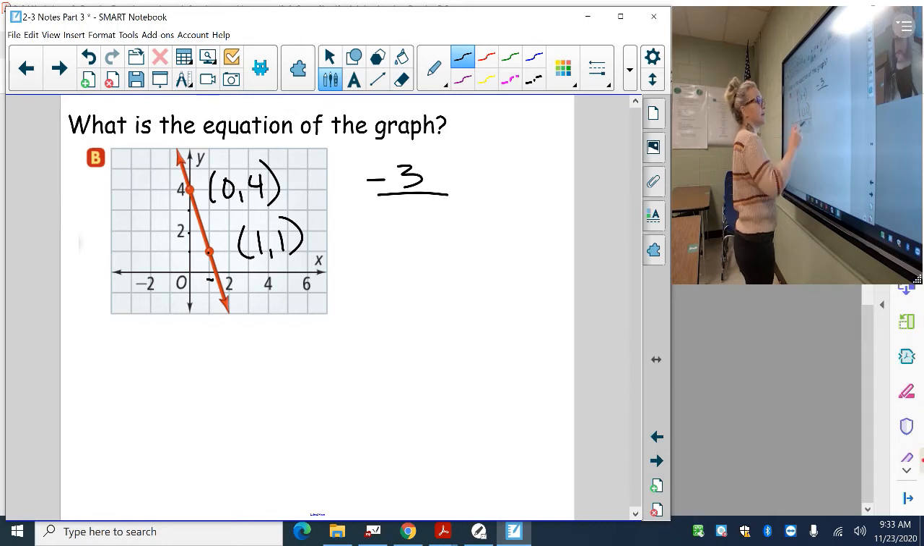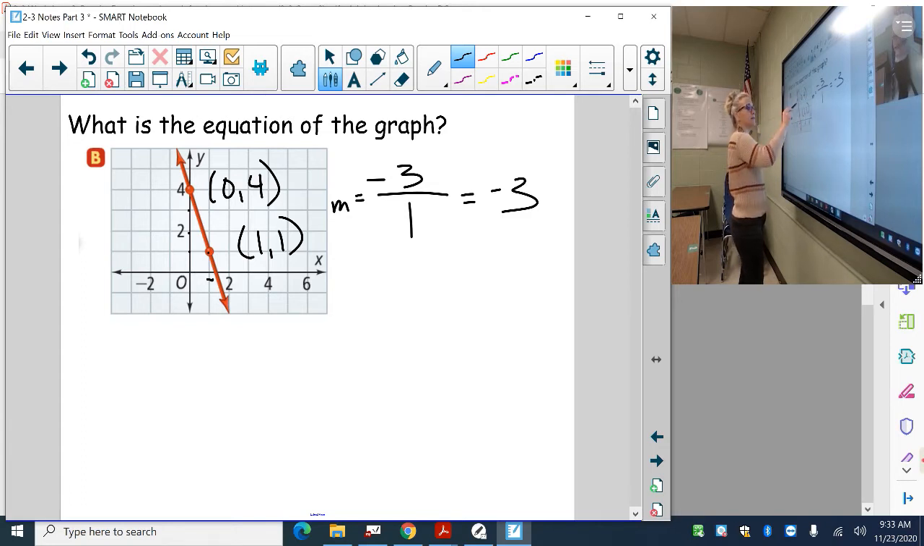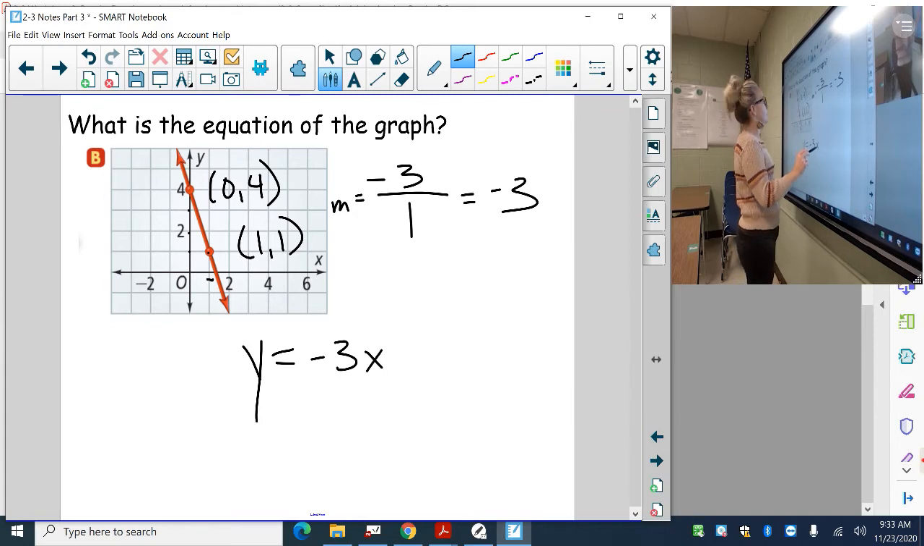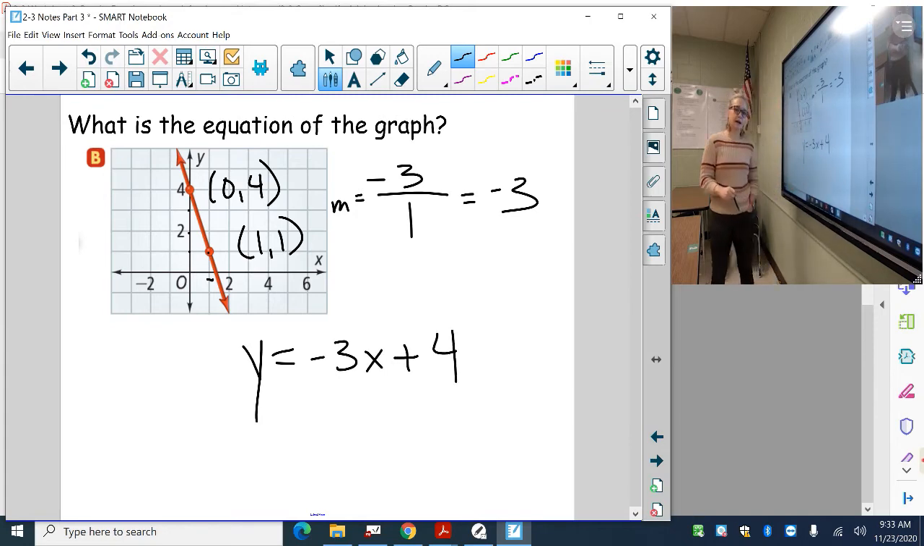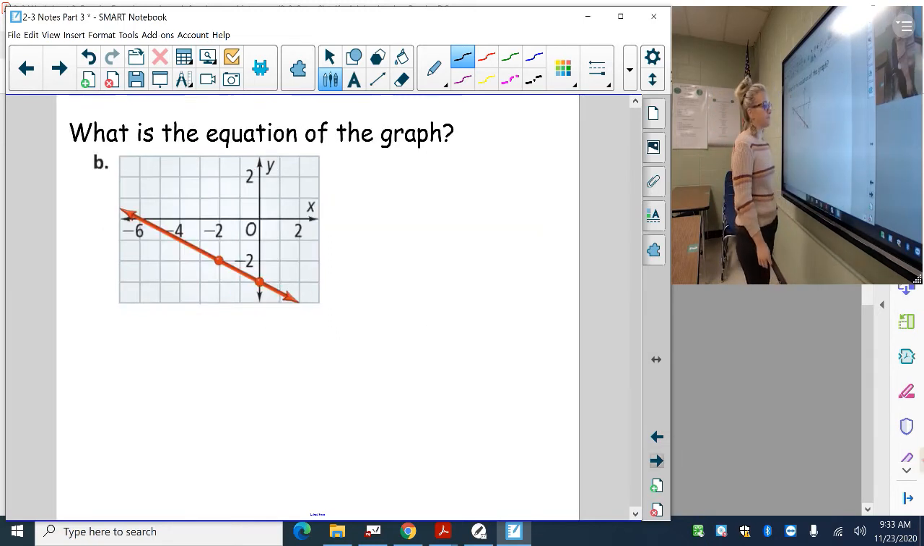The change in y is -3 over 1. So my m is -3. Okay, and my y-intercept is (0, 4). So the equation is y equals -3x plus 4, which makes sense because the red line is going downhill, which is nice, negative. -3 is my slope.